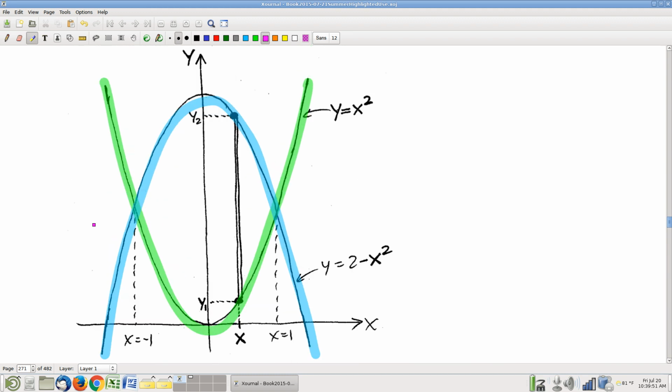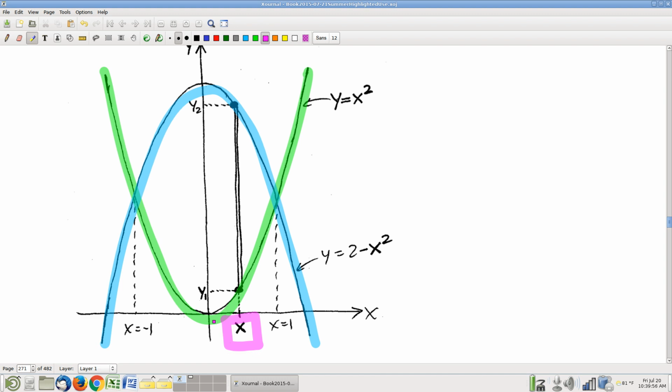Okay. Now, moving along. For a given value of x, so we fix an x and we ask, now what's the range of values for y? Well, y goes from there to there.